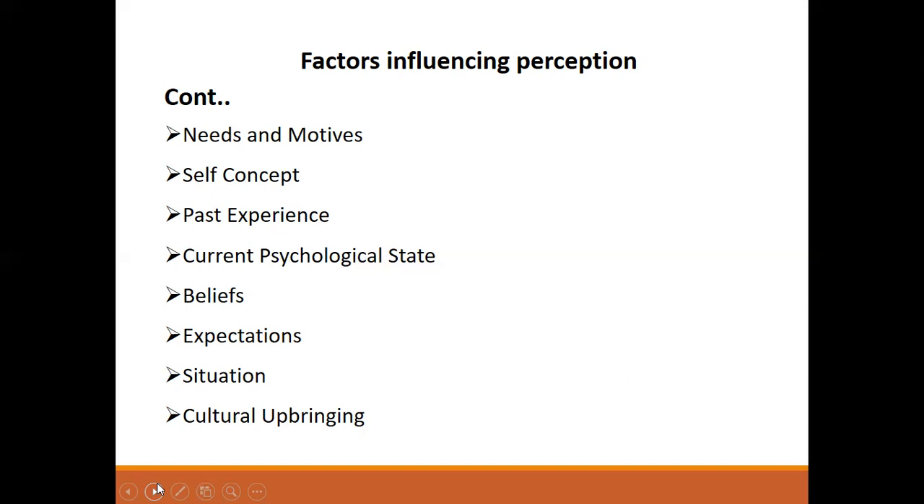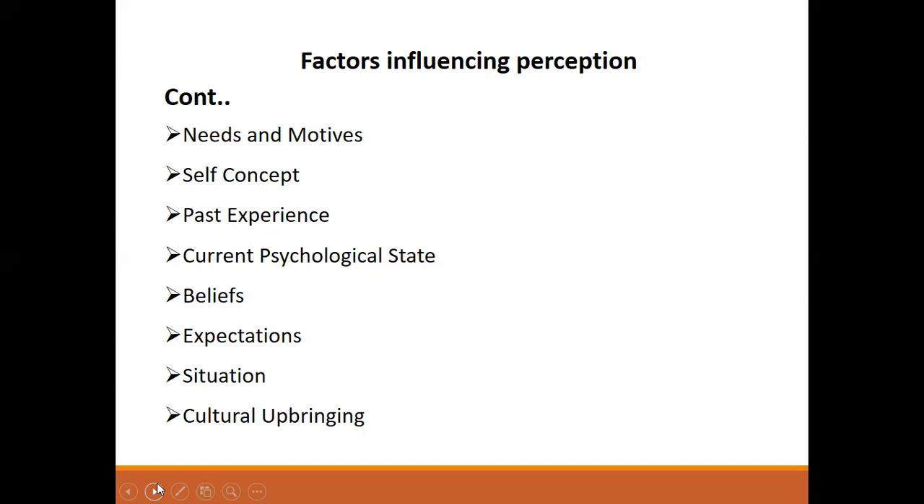Next one, beliefs. A person's beliefs influence his perception to a great extent. The fact is perceived not as what it is, but as what a person believes it to be. He wants to see it that way. The individual normally censors stimulus inputs to avoid a disturbance of his existing beliefs. So what he believes will be what he wants to see.